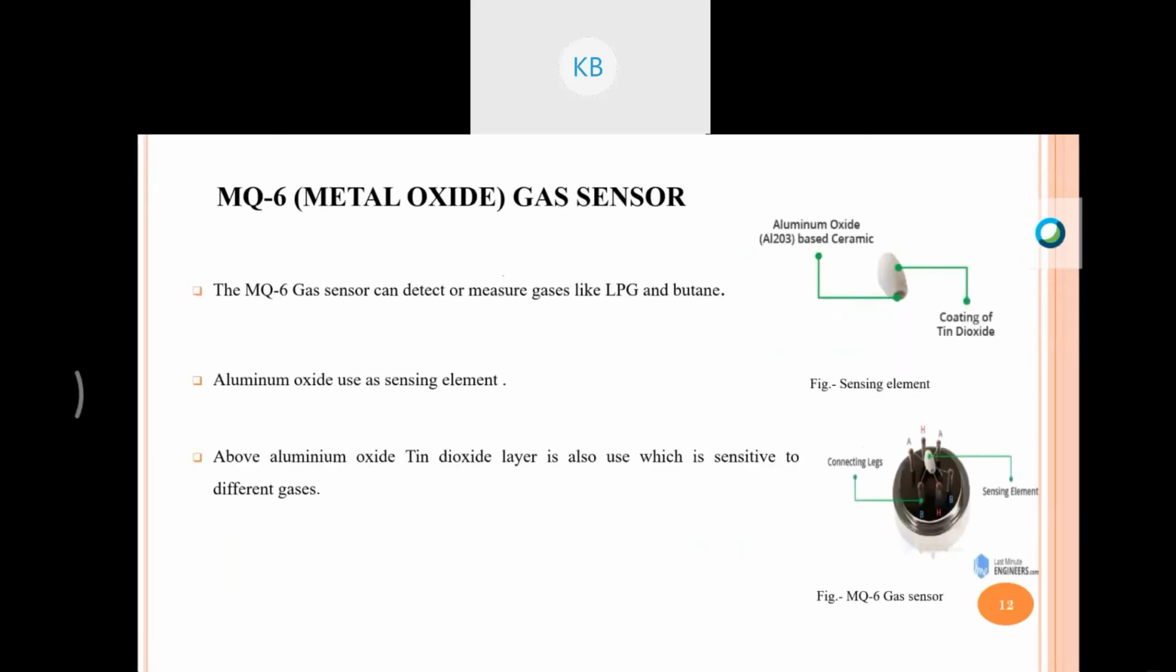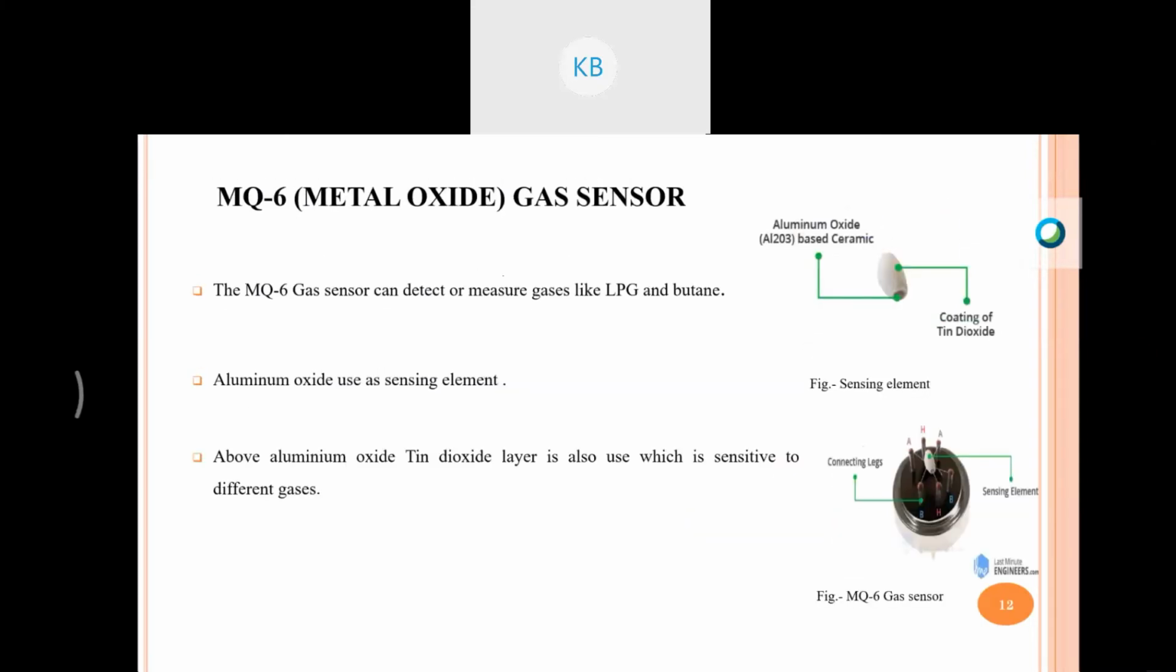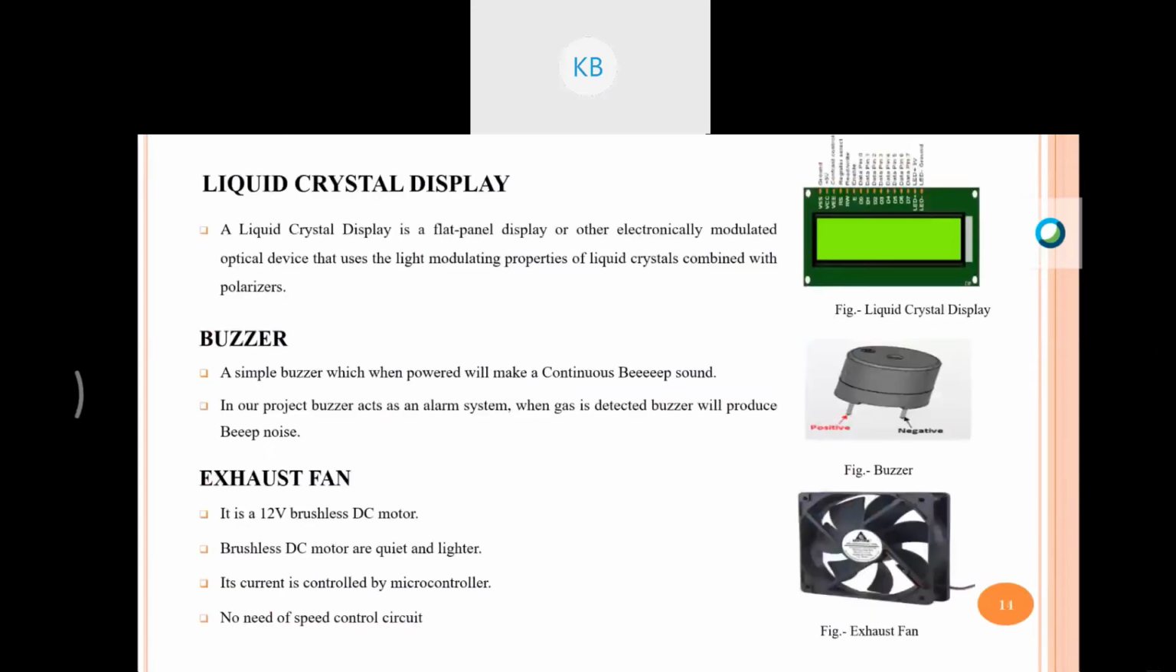The LCD contains 16 pins. Pin number 1 is the ground pin. Pin number 2 is the VCC pin, where we supply the voltage. Next, the third pin is the contrast pin, where we can adjust the brightness. The fourth pin is the register select RS pin. The fifth pin is the enable pin.